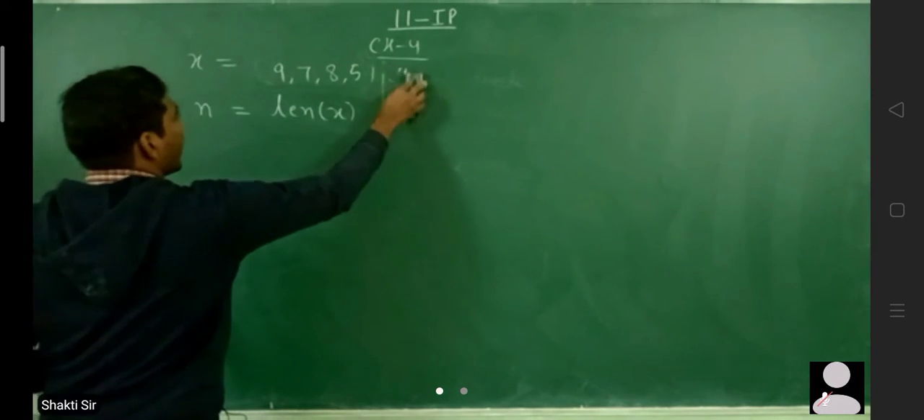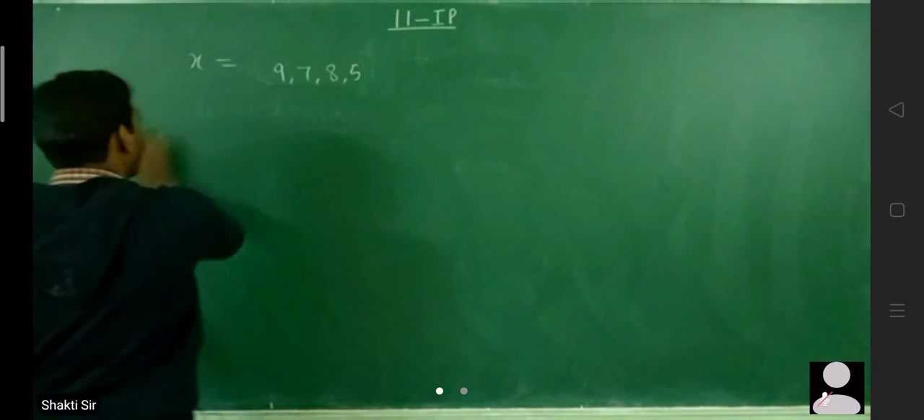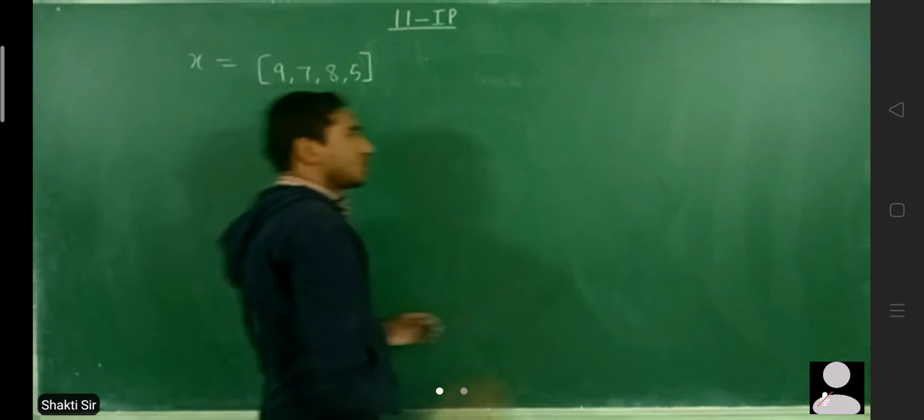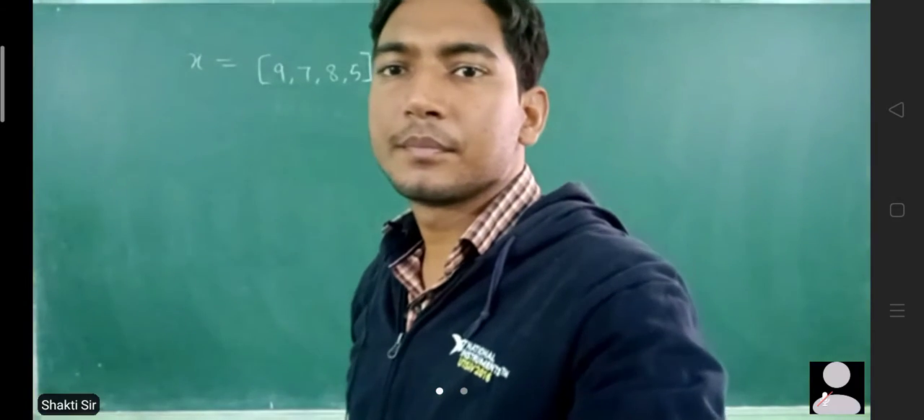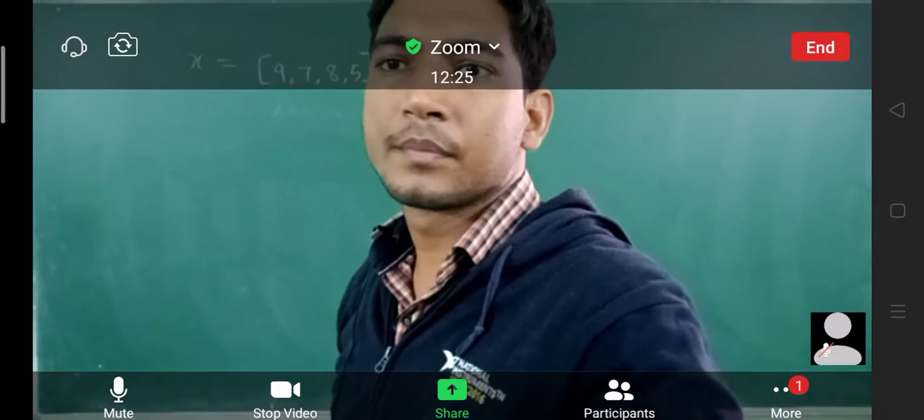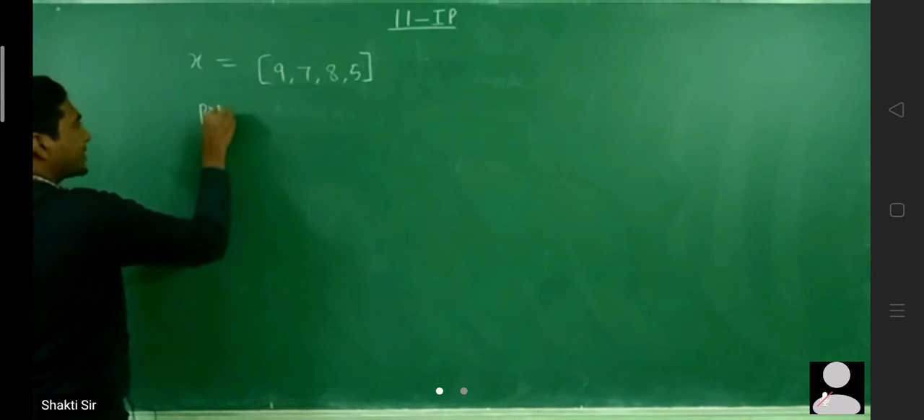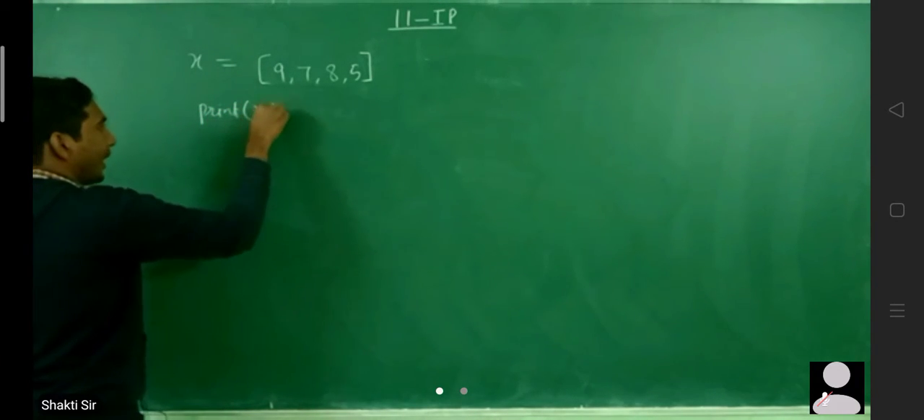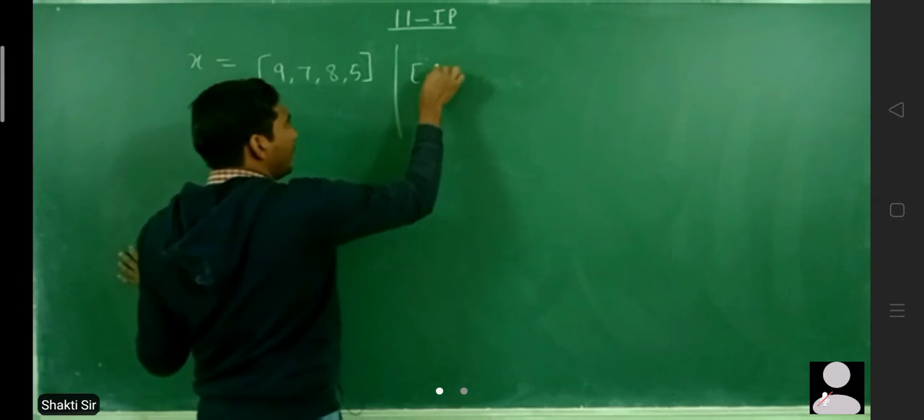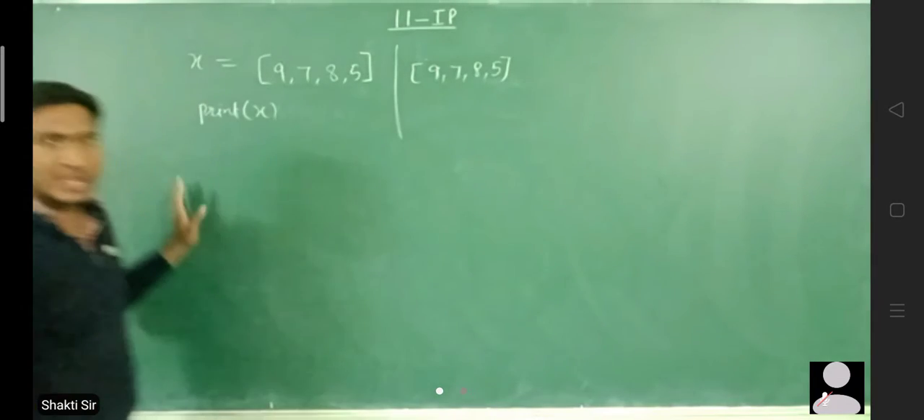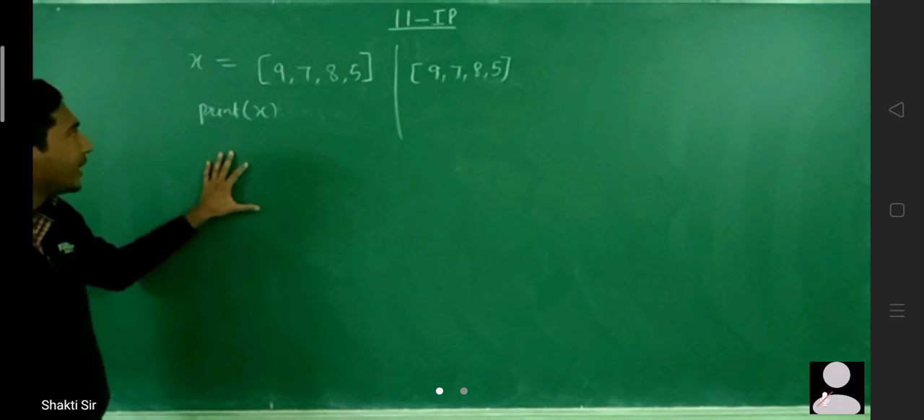Another thing is, suppose I want to print this list, then what should I do? If I want to print this list, simply I can use the print function, print, and inside that I can write x, and now I will get the output 9, 7, 8, and 5. Simple. Just use print x, print function, and inside that pass that list.